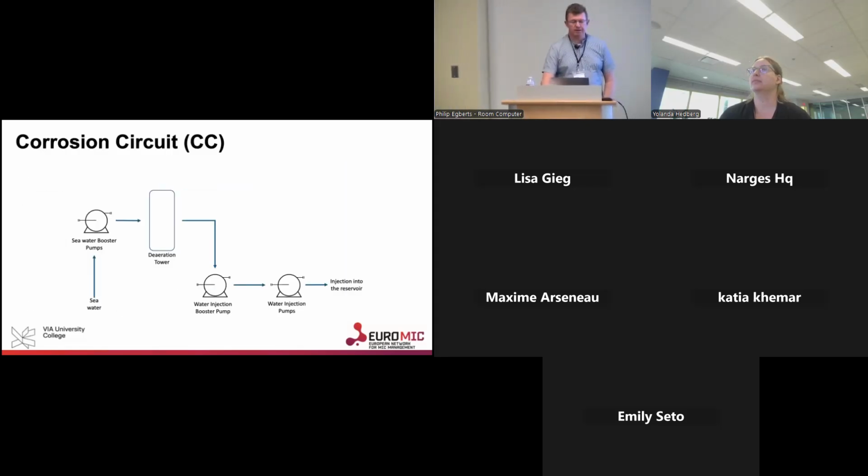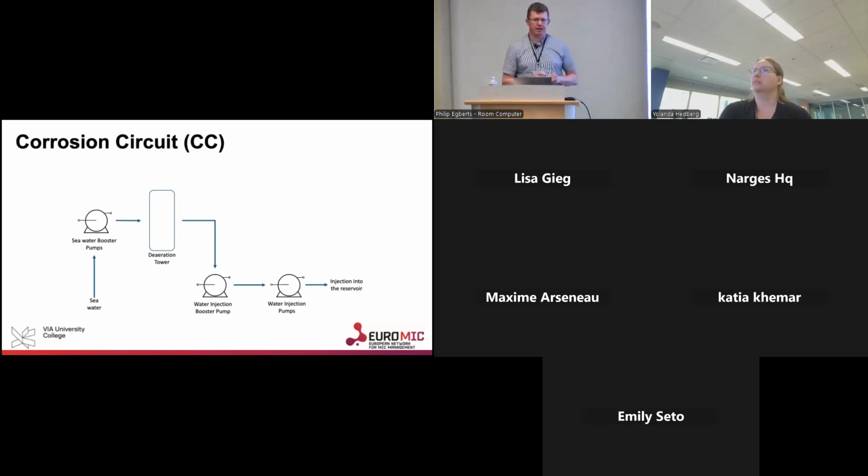So I think Monica talked a little bit about corrosion circuits yesterday. That's a way to break up the different processes and compartments on the platform. And there can be, say, 200 corrosion circuits on the top side of a platform.